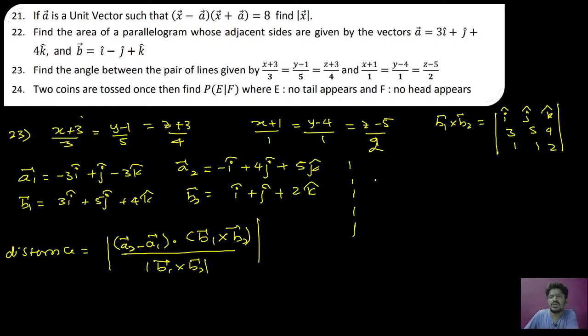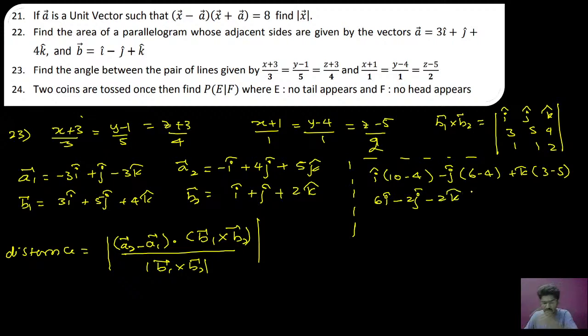Now this will be equal to i cap into 10 minus 4, minus j cap into 6 minus 4, plus k cap into 3 minus 5. Now this is 6i cap minus 2j cap minus 2k cap. Quickly you also have to verify it. Don't waste the time. So this is b1 cross b2.